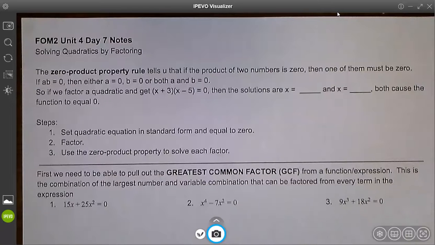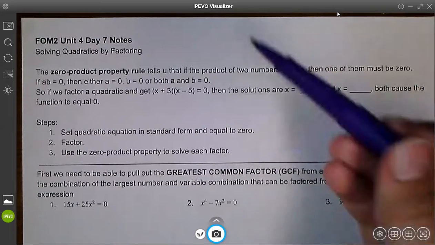Foundations of Math 2, Unit 4, Solving Quadratics by Factoring. So the steps for this are written here.